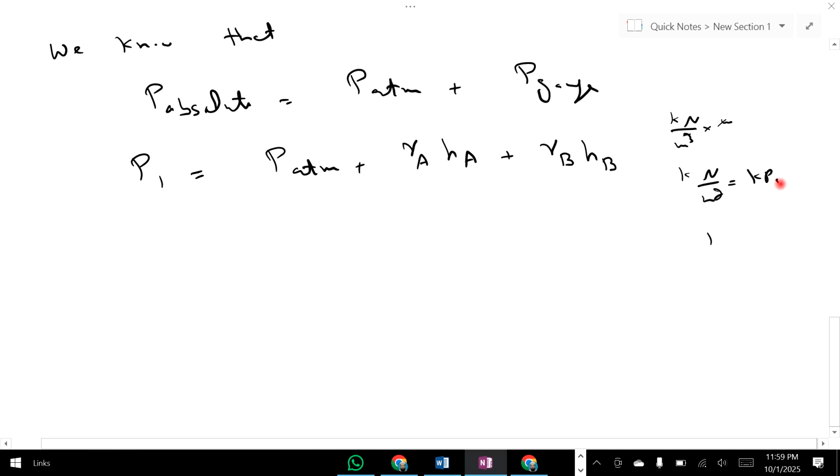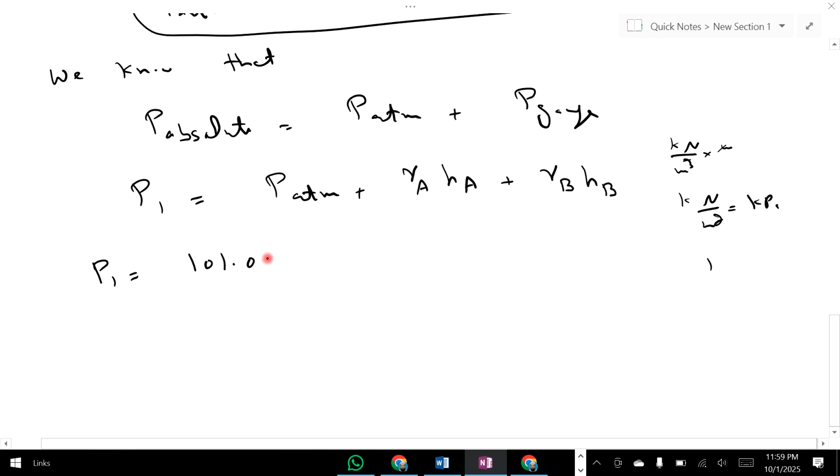So P1 is equal to atmospheric pressure, 101.058 kilopascal, plus gamma A, specific weight of fluid A, 10 kilonewton per cubic meter, into HA, 0.05 meter, plus gamma B, specific weight of fluid B, 8 kilonewton per cubic meter, multiplied by HB, 0.15 meter. Here 1 meter will be cancelled with 1 meter.